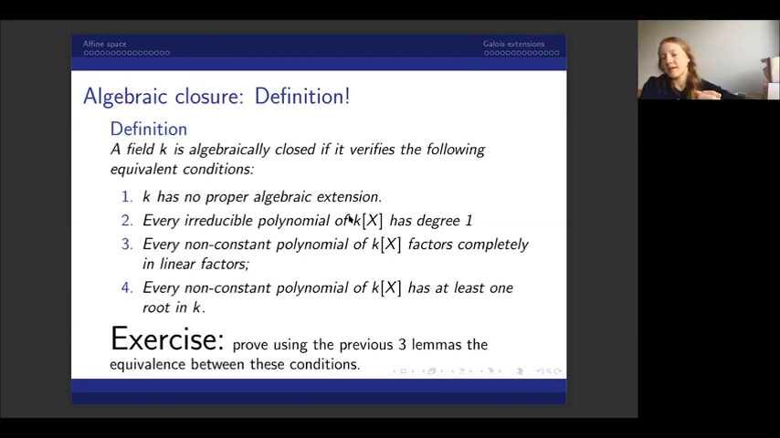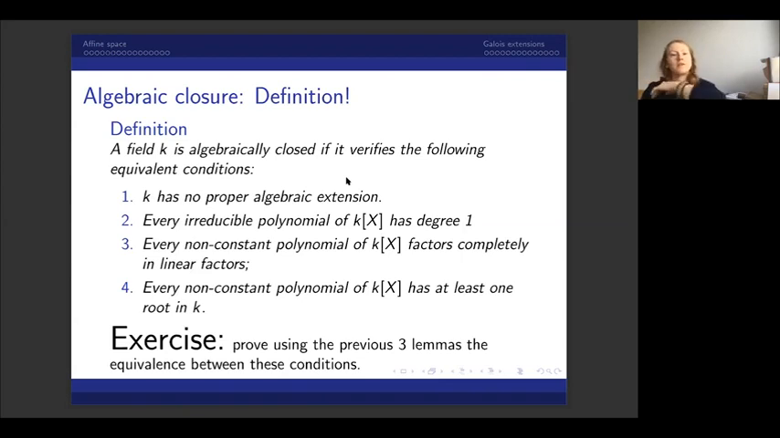So, of course, there exist many different ways of looking at this topic, but here I chose one of them. A field K is algebraically closed if it verifies some conditions. So, first, it is algebraically closed if it has no proper algebraic extension.